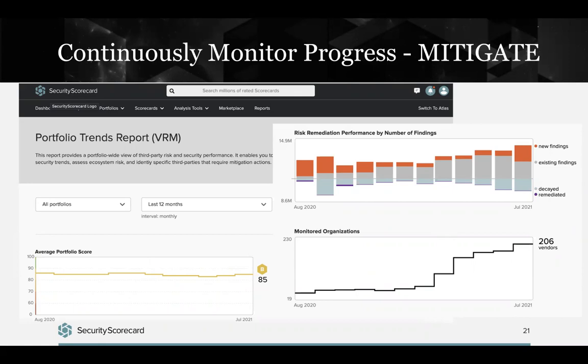We also want to watch and take a look and say, how many issues are our vendors remediating proactively with us? How many new findings are we seeing in our vendors' landscape? Should we be alerted or concerned about this? How many organizations are monitored? How many have experienced breaches? How many are in compliance with their compliance mandates? So being able to continuously monitor that progress and also track that mitigation and report those back into our organization is a key component to the success of your program.